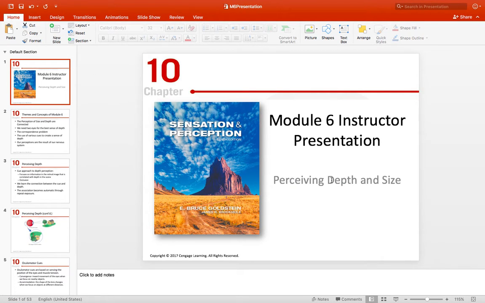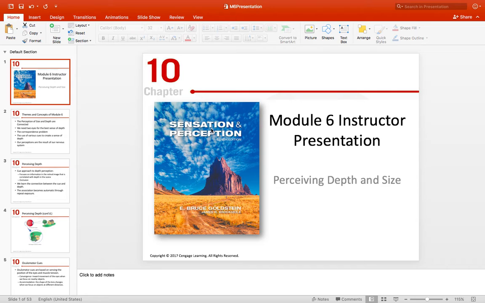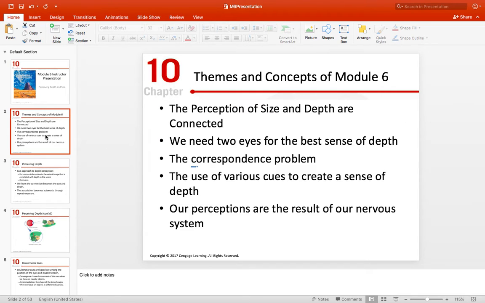Hello everyone, this is the Module 6 instructor presentation where I'm going to go over the major themes and concepts of Module 6, which is the perception of size and depth. This is from Chapter 10 of the text. So let's begin. These are just some of the themes and concepts we'll be going through here.